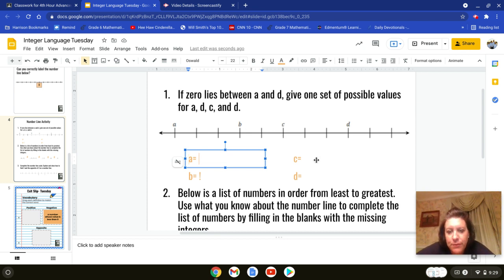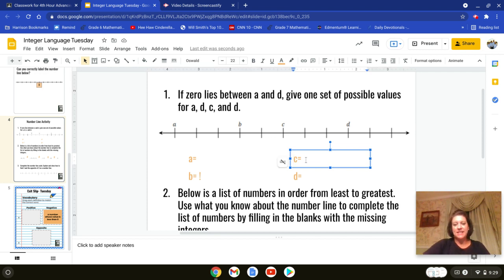So let's say that we make C equal to 0. It doesn't have to be 0. It could be one of these other ones. But for this assignment, you can do this on yours as well. I'm making C equal to 0. So if that's true, let's count. D has to be worth 1, 2, 3. If C is 0, that makes D equal to 3. Why? Because it's 3 spaces to the right of 0.